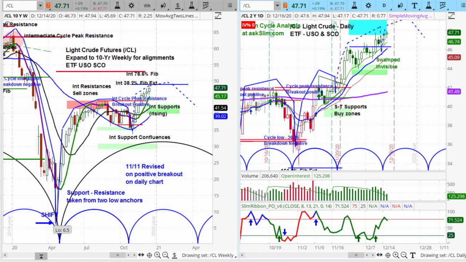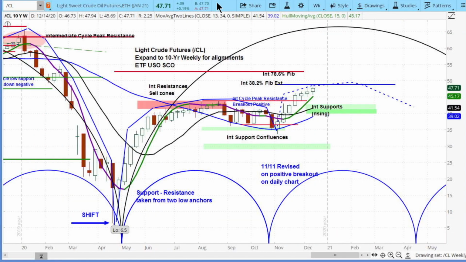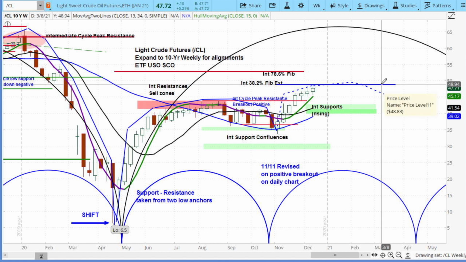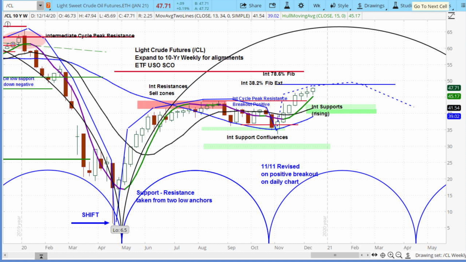So we'll take a quick look at the weekly here, and you can see this upside projection is up to that pretty low fib extension. That's right near $49 that we're looking at right there. And we have those supports in there, which are rising as the price rises. So we continue to update those as we get to higher highs. If there were to be a correction, that would be the area we would expect it to stop at on the downside.